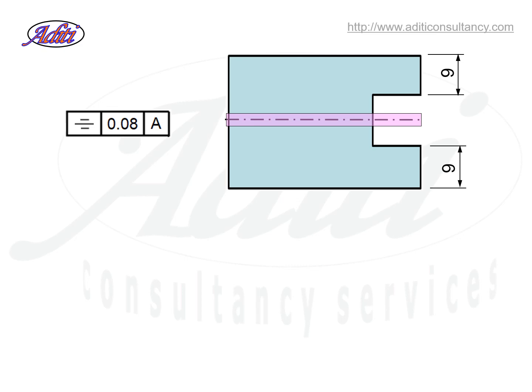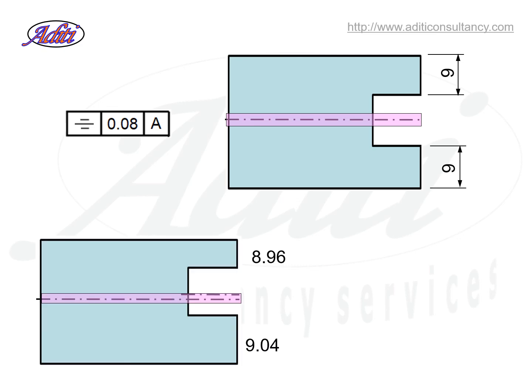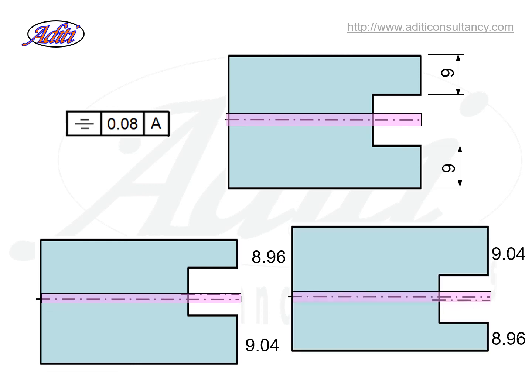On the other hand, if I measure the thickness of the two end features and take the difference between the two, that cannot be more than 0.08 mm. So that is how symmetricity is checked between two midplanes.